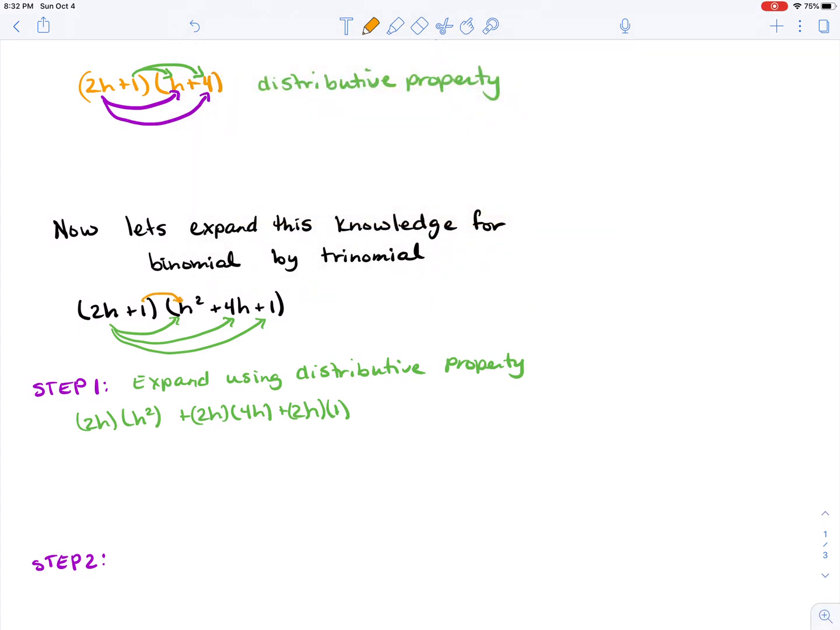Now I have to do the same thing with the second term, which is the 1. So I have the 1 times h squared, plus the 1 times the 4h, and the 1 times 1.